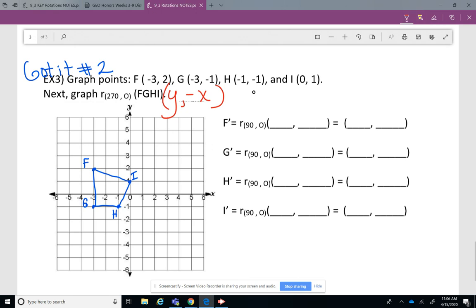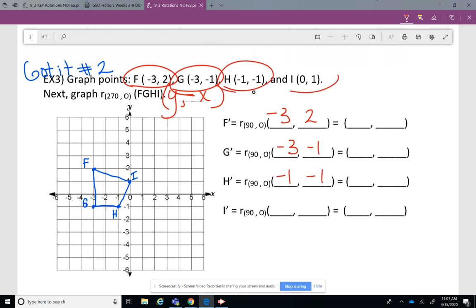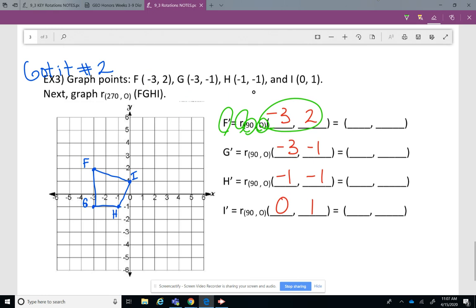All right. So now we're just going to write all of our original points. So for F, negative 3, 2. G, negative 3, negative 1. H, negative 1, negative 1. I, 0 and 1. So I'm just going to go through this and read it again. To find F prime, I have to rotate 90 degrees about the origin, this point. Okay? But we're not going to do all that hard manipulating rotation.